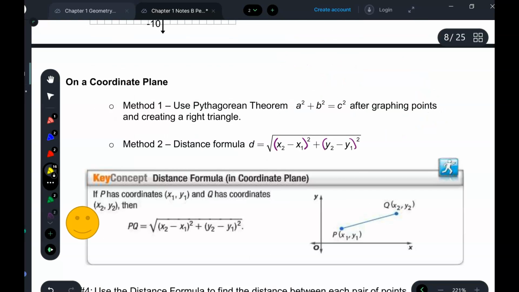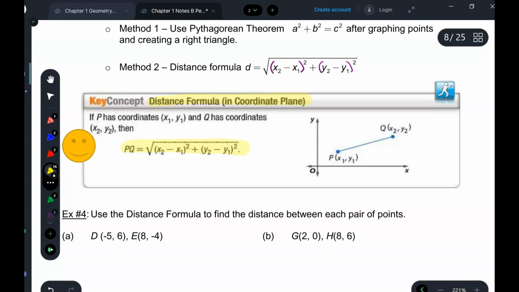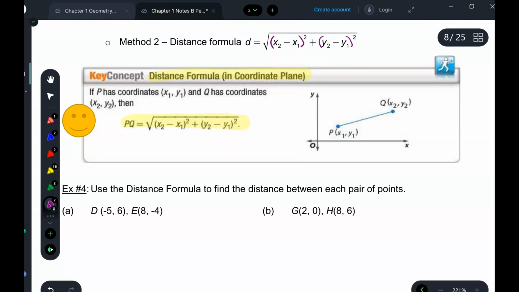All right, this is the distance formula, but on a coordinate plane. Some of you might have learned this formula, some of you might not have. It's called the distance formula. So if you have 2 points, x1, y1 and x2, y2, this is the formula, okay? This one I definitely want you to know.